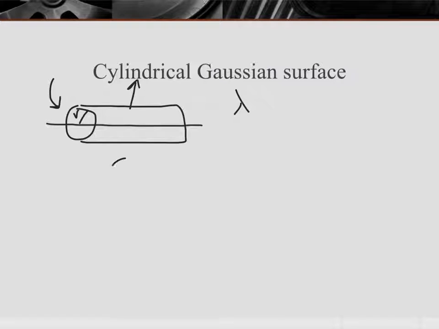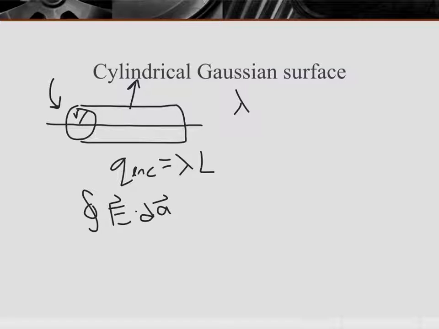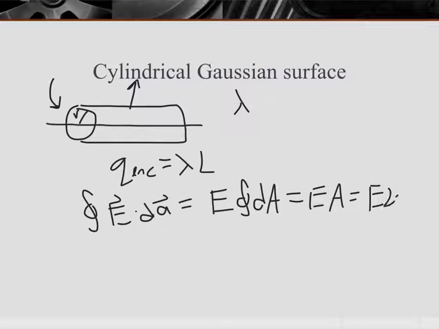Next, the charge enclosed equals our charge density times the length of our wire, lambda L. So now, write down Gauss's law, the integral of E dot dA. Remember, E is parallel to the normal vector along the side of the cylinder. So this is just the magnitude of E times the surface integral of dA, which is just E times the area, which in this case is E times 2 pi r times L.